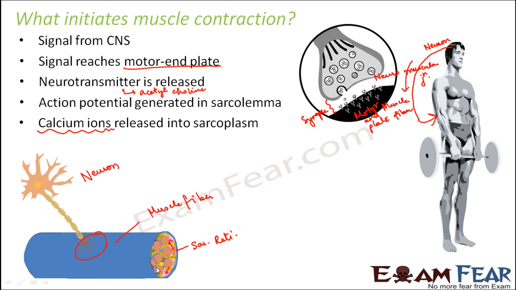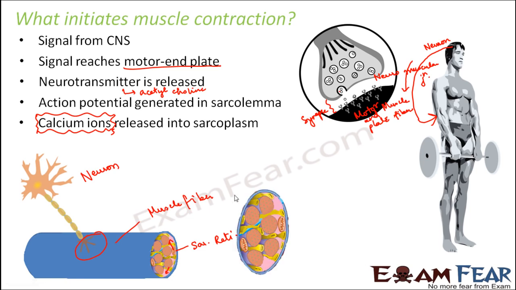Okay, so what happens once it is released into the sarcoplasm? As soon as there is a signal from the central nervous system, and once that signal reaches all the parts inside the muscle fiber, a lot of calcium ions will get released into the sarcoplasm. Now when there is too much calcium present in the sarcoplasm, things will start to change. Now we will see how these calcium ions can cause contraction, or how they can cause binding between actin and myosin.